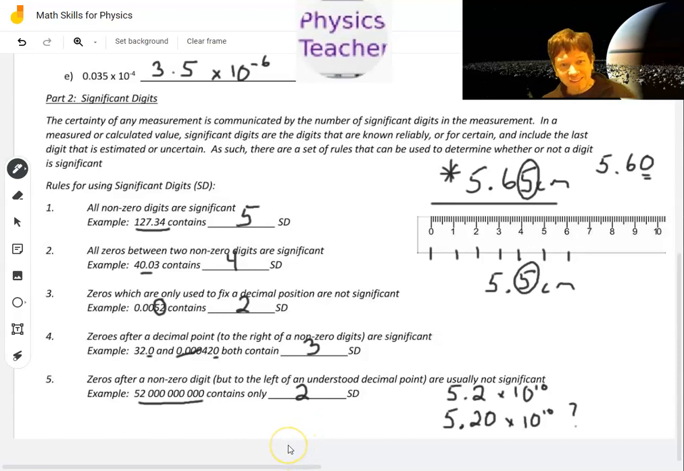Now, the thing that bothers me a little bit is your textbooks will sometimes use numbers like 320, and then based on the answers they give, you can tell that they're assuming that's 3 significant digits. It's just one of my little pet peeves that the textbook does, but just so you know.